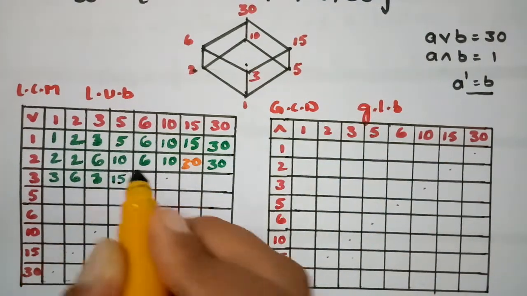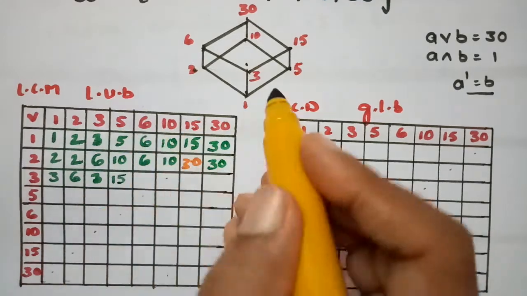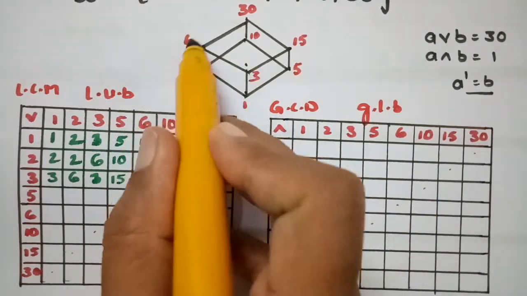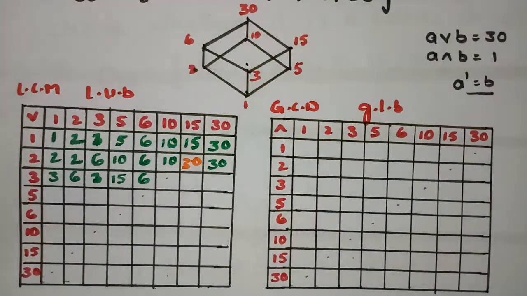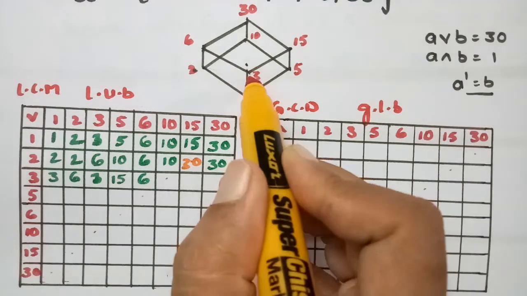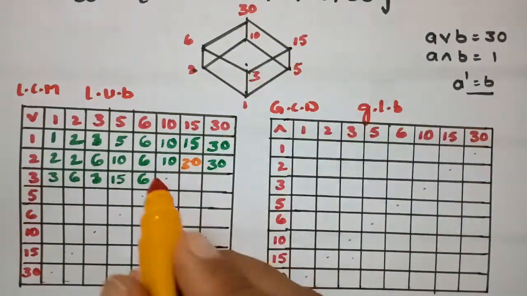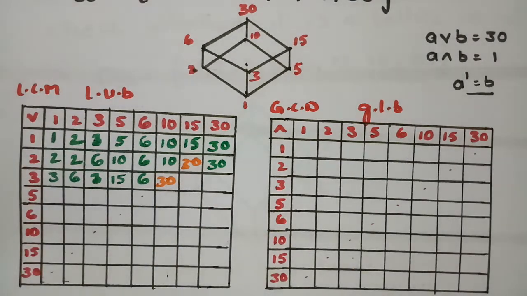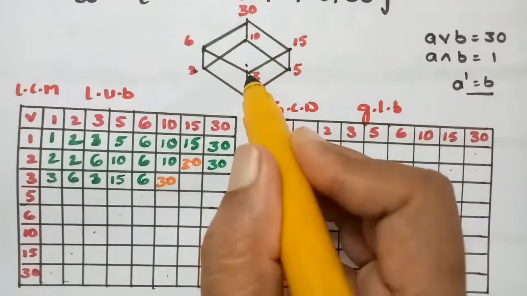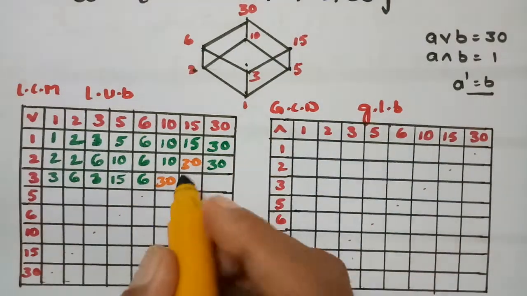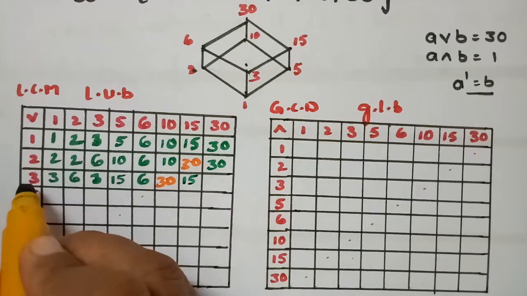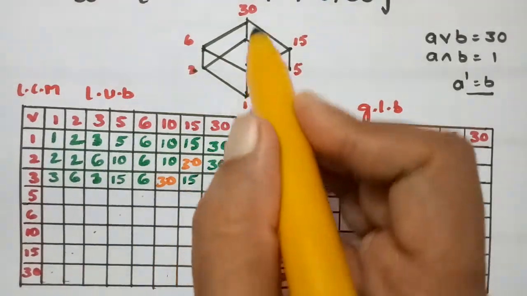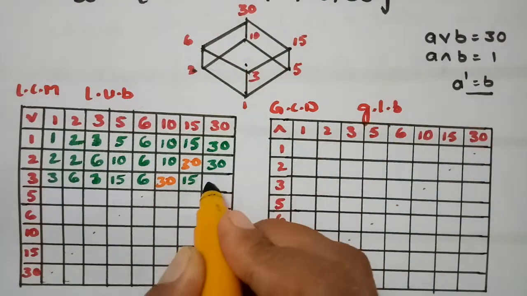So this is 15. Among 3 and 6, 6 is the upper bound. And among 3 and 10, they meet at a point, or else the LCM here is 30. So the next one is 3 and 15. The upper bound here is 15. And the next one, 3 and 30. The upper bound here is 30.